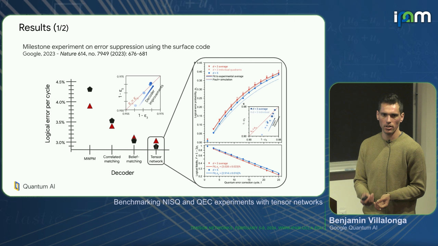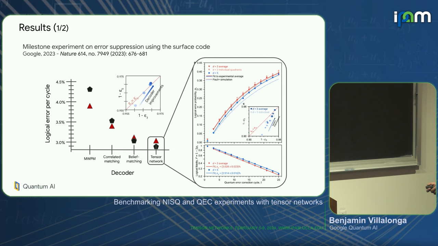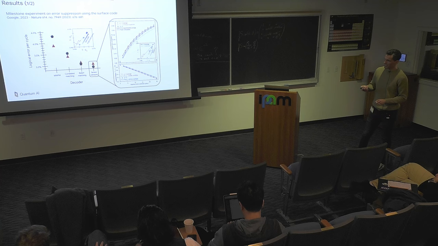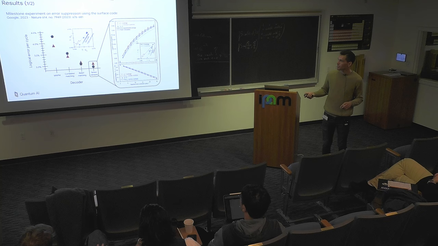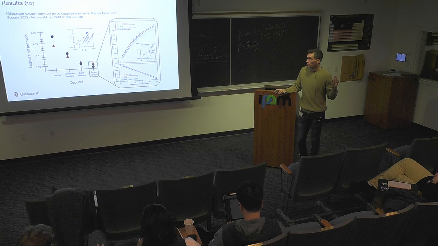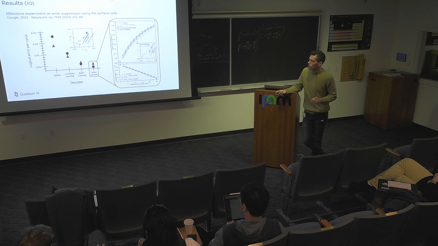What's the legend in the figure on the left? There's a triangle and a pentagon. What is what? The two symbols, physical and logical? Yes. So we have distance 3, triangle, and distance 5, pentagon. Okay. Mm-hmm. And so if we use the more heuristic decoders, we are still not seeing suppression.